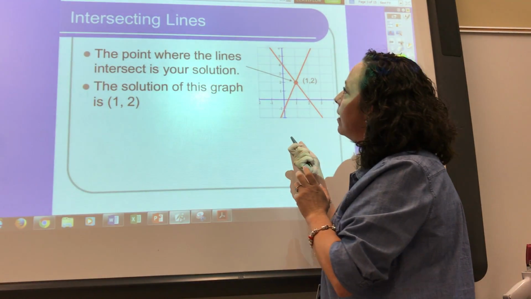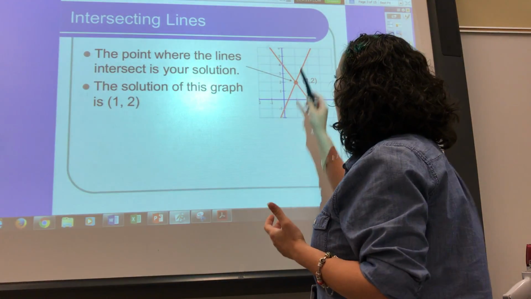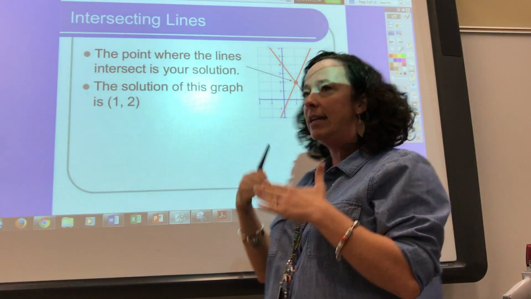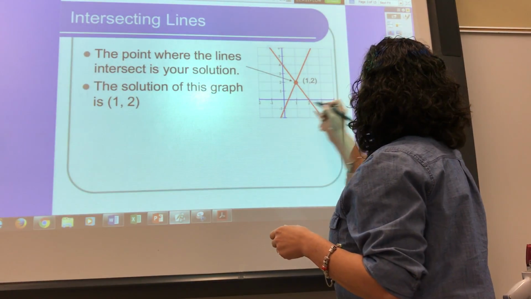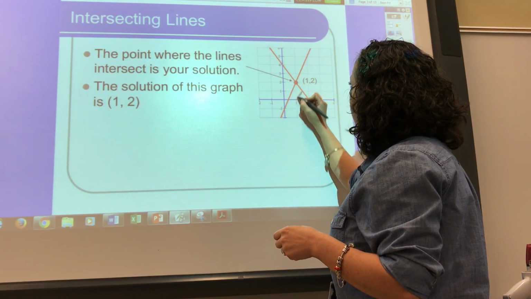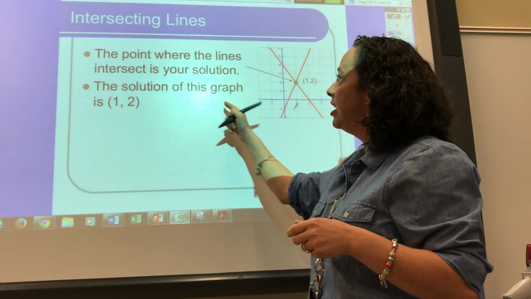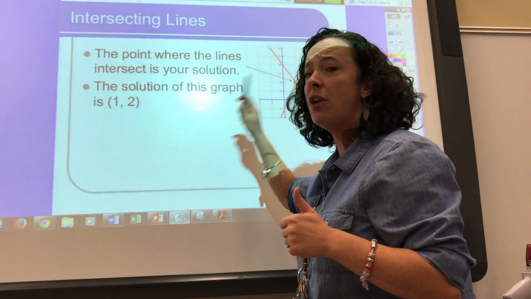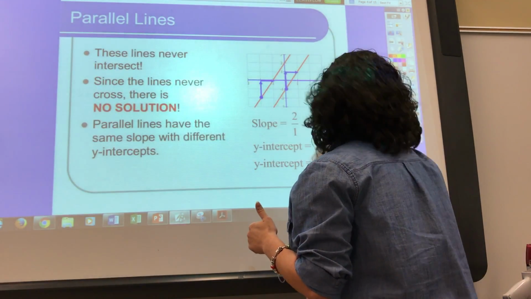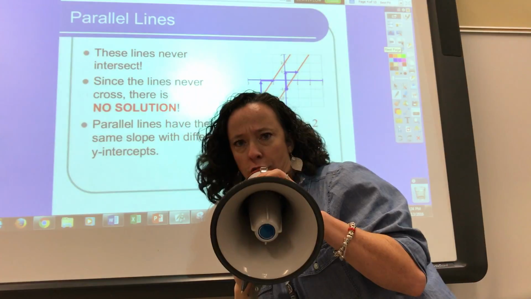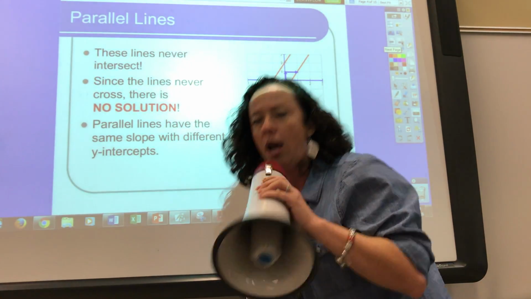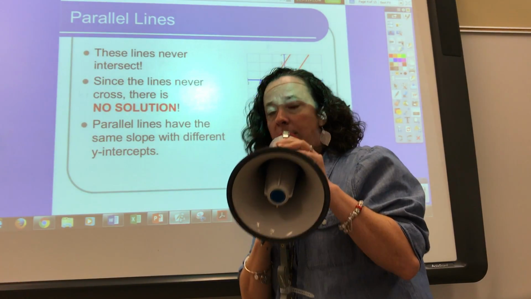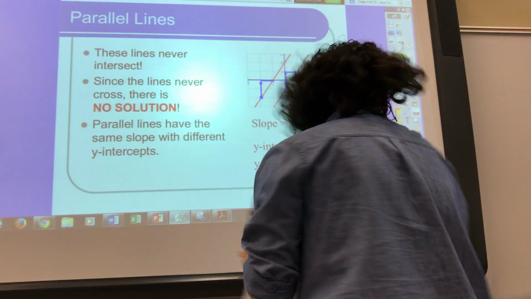Okay? So for this one, if we want the solution of the system, we've got one graph here in red and one graph here in red, and we want the point where the lines intersect. So what is this ordered pair? This ordered pair is 1, 2. So the solution of this graph is the ordered pair 1, 2. And those lines are intersecting. Oh, these are parallel. They have the same slope.